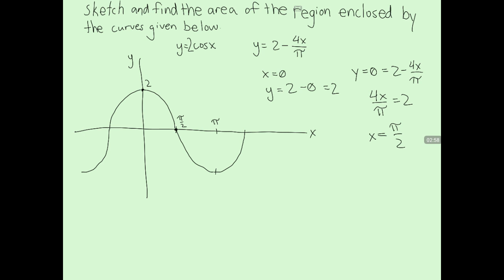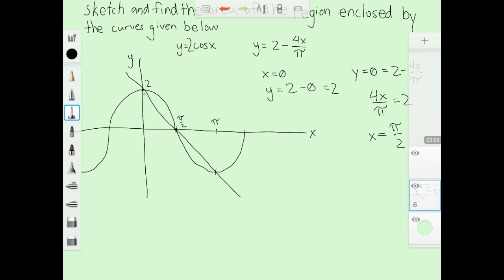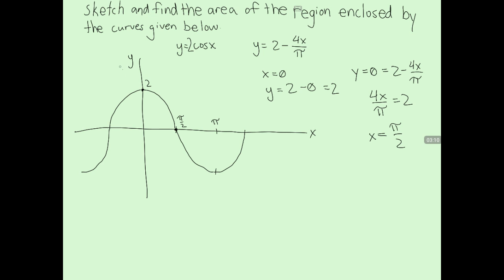So what we can do now is connect the dots. We'll draw a straight line going through these 2 points on the curve. Let me see if I can make this line straighter. Something like this. And this line continues on until infinity. And we have these 2 regions bound by this line and this curve.